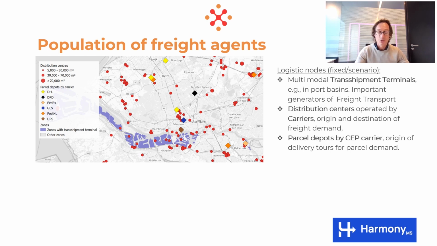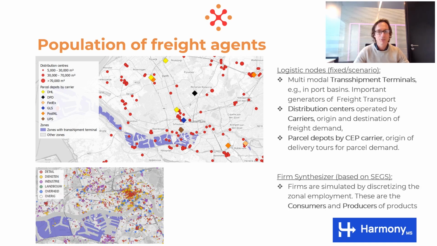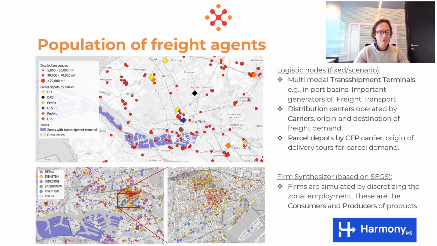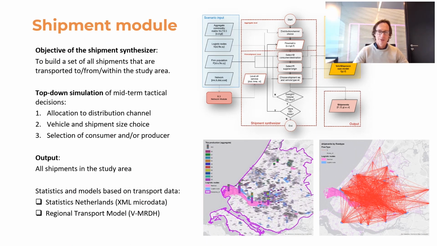In addition to this, we also need the population for all the producers and consumers. For this, we have created a synthetic population. We have built a firm synthesizer that uses all the socio-economic data from the transport zones, and it discretizes the employment by different industry sectors into firms. This illustration shows detailed snapshots of the synthetic firm population in the city of Rotterdam. Now we know the locations of all the firms in the study area.